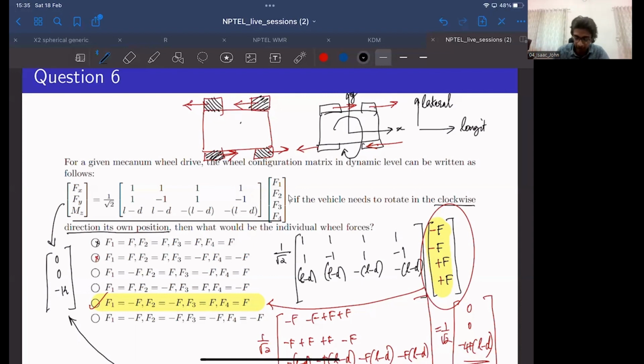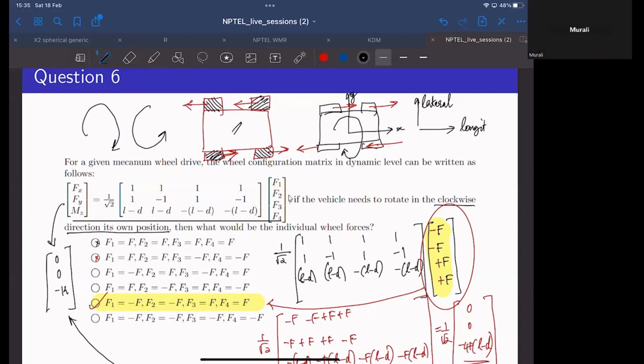So based on this, intuitively the robot should move in a counterclockwise direction. But if you substitute all the force vectors into the configuration matrix, you would see that the robot would actually move in a clockwise sense. So the configuration matrix is the right one for this robot, right? Yeah, for this configuration, this would be the configuration matrix.